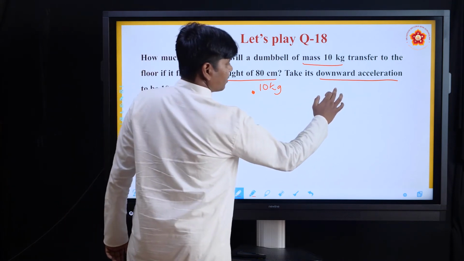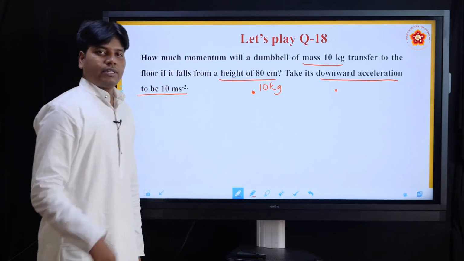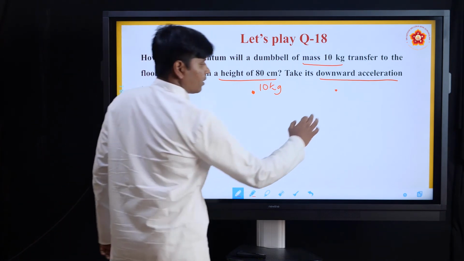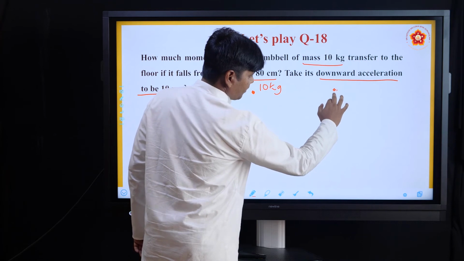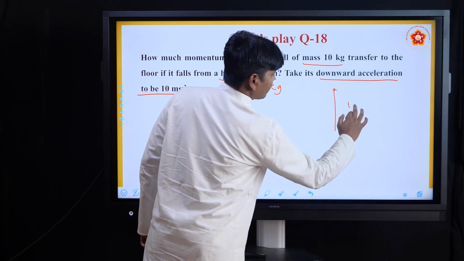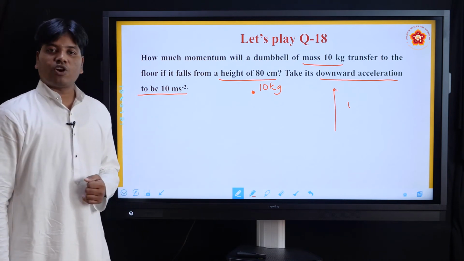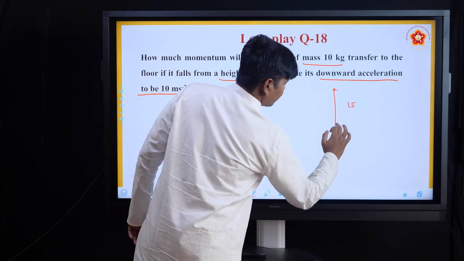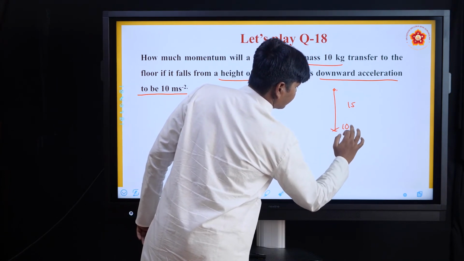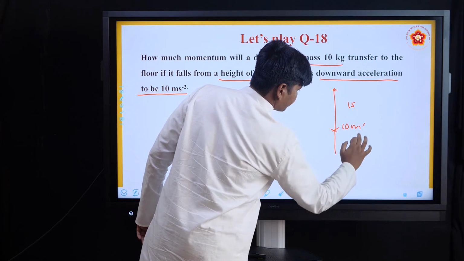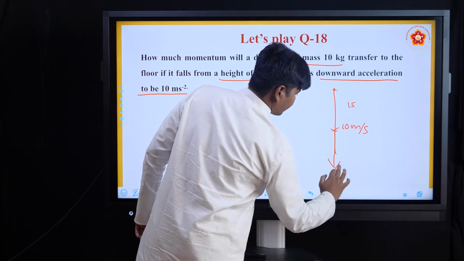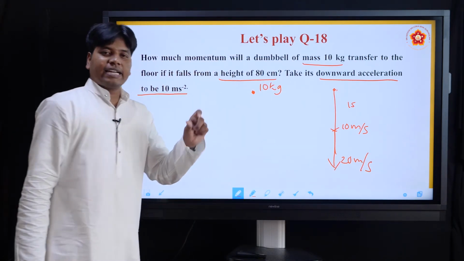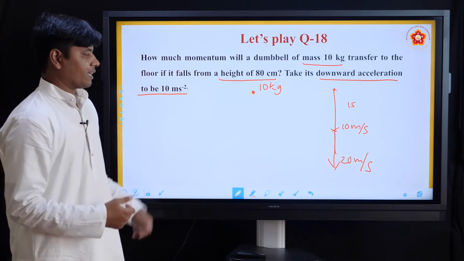If you have a ball, the initial velocity of this ball is 0 because it is free falling. After 1 second, what happens? It is gaining a velocity of 10 meters per second. One more second, it becomes 20 meters per second. So, for each second, it is gaining a velocity of 10 meters per second.